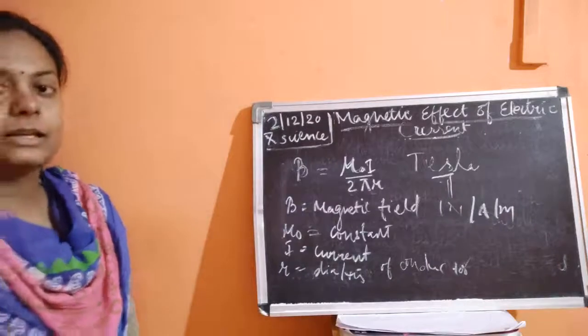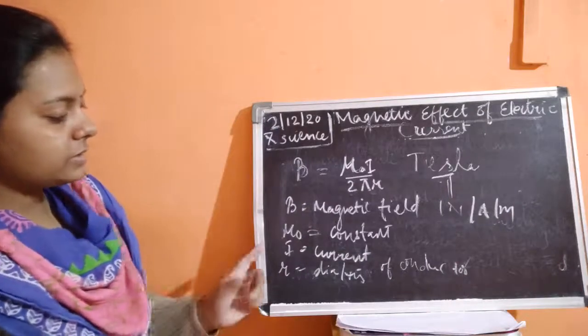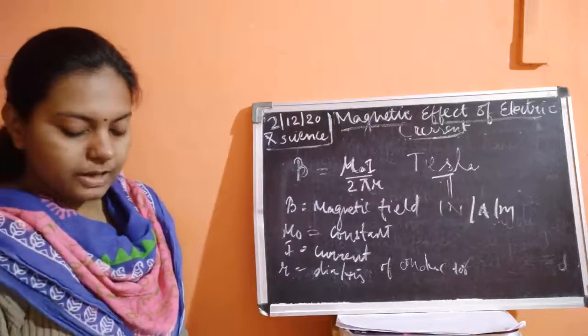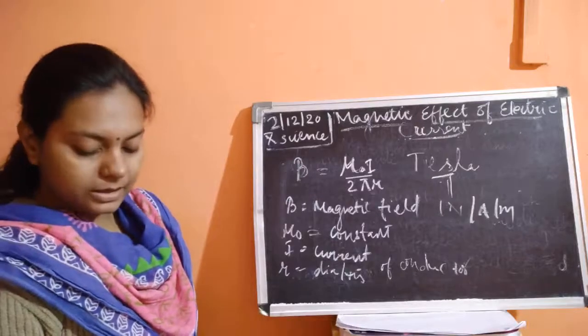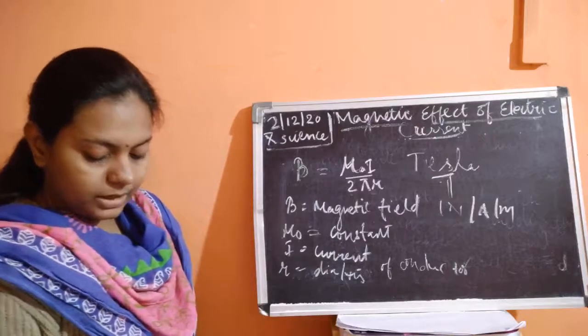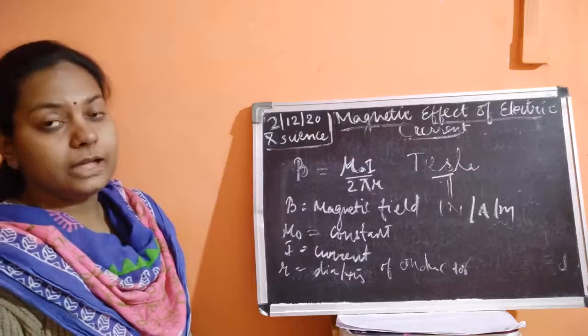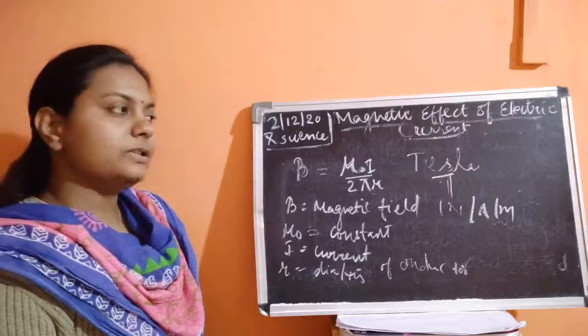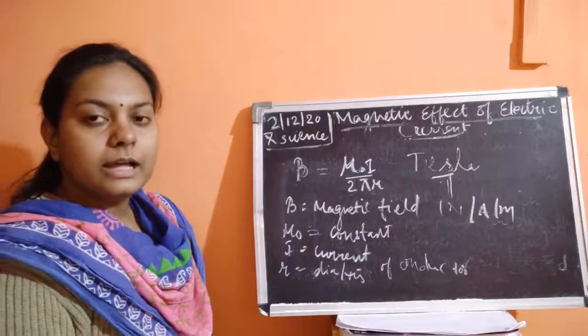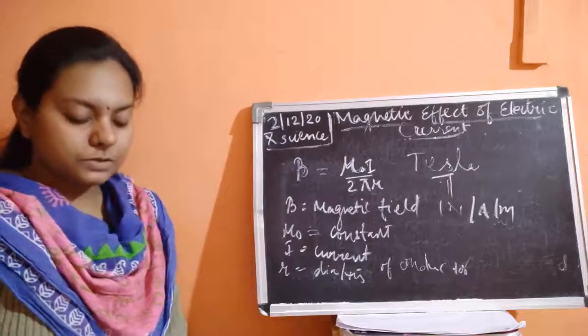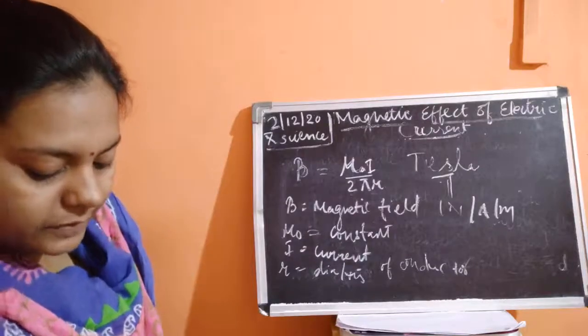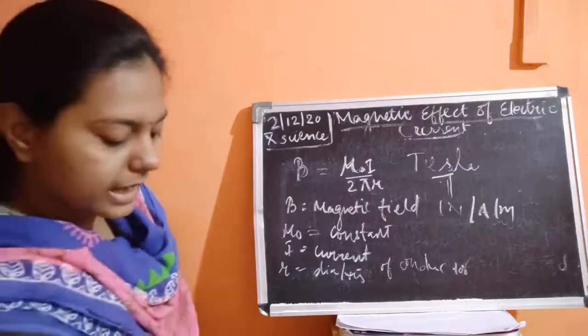Okay, mu naught की वैल्यू भी अगर आप देखना चाहते हैं, because it is a constant, so it is 4 pi into 10 to the power minus 7 Tesla. Okay, so that is the permeability of air. The permeability of vacuum is equal to the permeability of air. Okay, children, so this was about the magnetic field which is produced by the current carrying conductor.